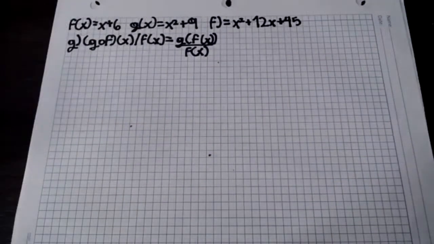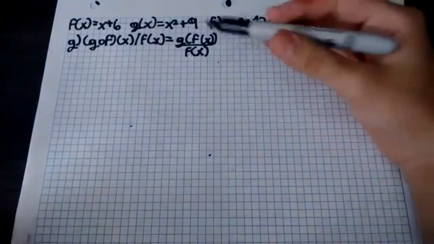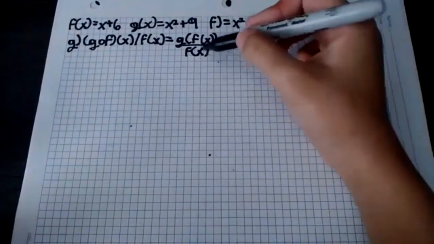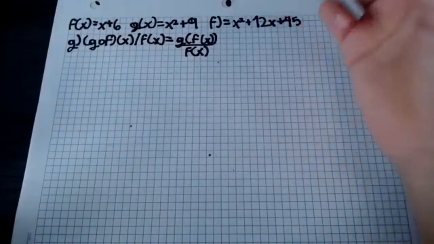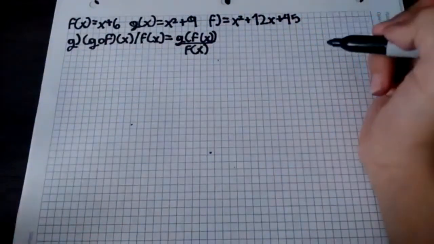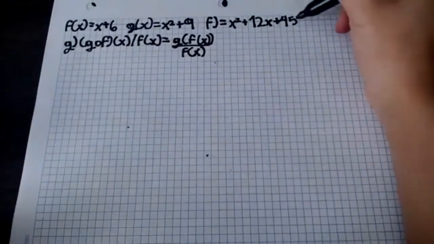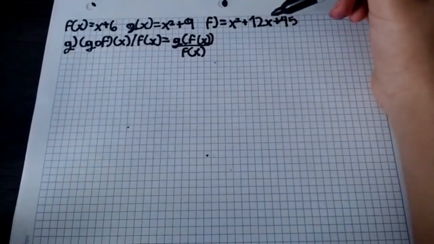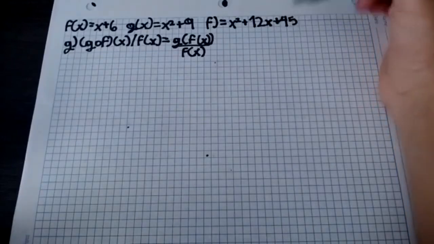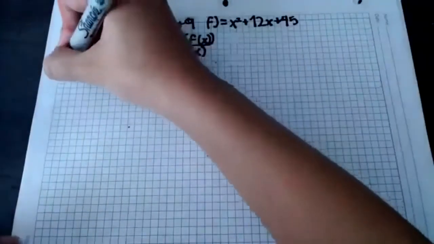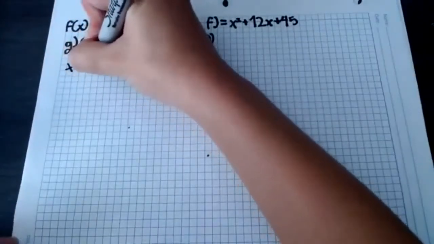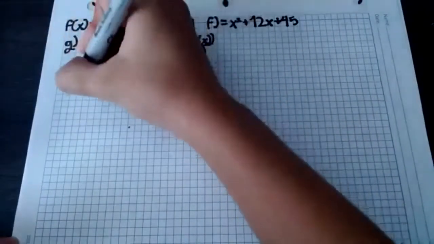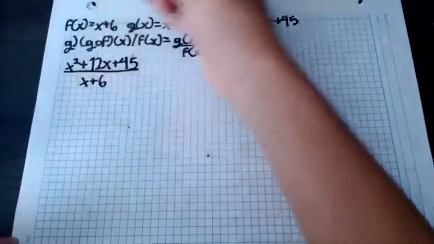Now we're going to do the g, which is g of f(x) divided by f(x). Here, the f(x) can get cancelled between each other, so yeah. And for not doing a lot of operations, we can just take the answer of the f, which is x squared plus 12x plus 45. So we write this down, x squared plus 12x plus 45 divided by x plus 6.